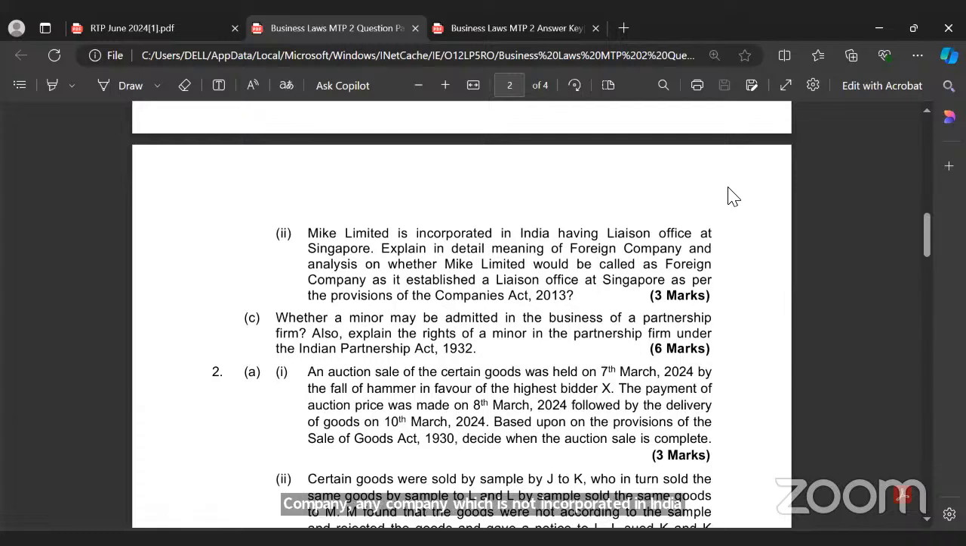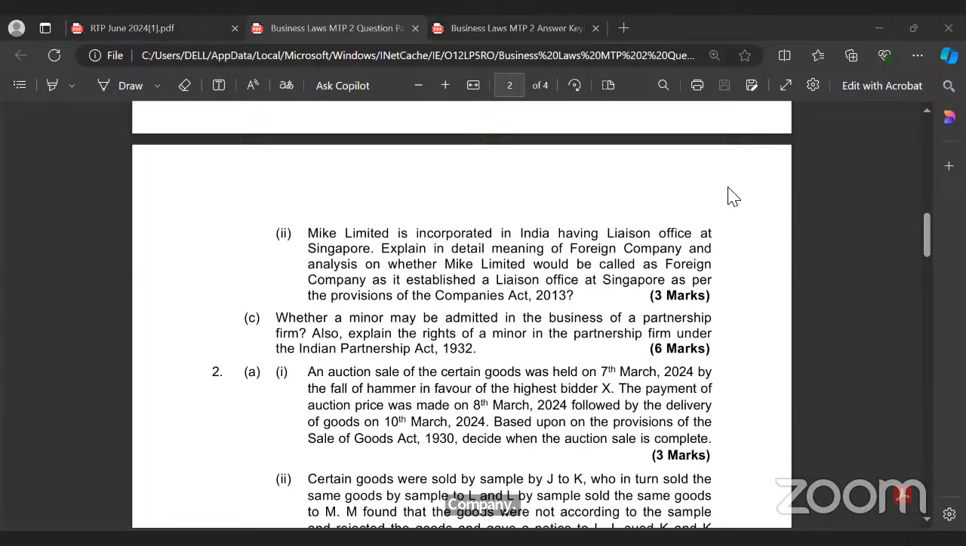Here, anyway, the company is incorporated in India. Any company incorporated in India is an Indian company. It's not a foreign company, whether or not it creates a liaison office. A liaison office is a public relations office to carry out some dealings with outsiders, might be supplying some goods to foreign companies, correct? So it is an Indian company. It's not a foreign company.